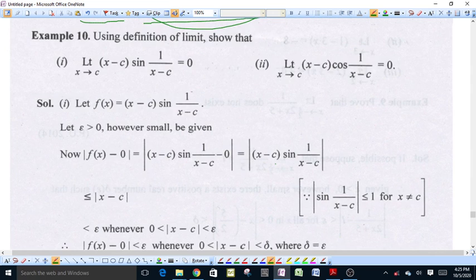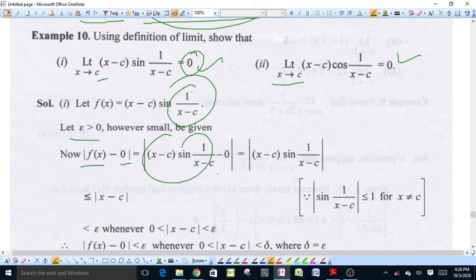Again, by using the definition of limit, we have to show that the limit of (x minus c) sine 1 by (x minus c) as x approaches c is equal to 0, and the limit of (x minus c) cos 1 by (x minus c) as x approaches c is equal to 0. Here f(x) is equal to (x minus c) sine 1 by (x minus c), and let epsilon be a positive, however small, number given, such that, because the limit of the function is equal to 0, then |f(x) minus l|, that is |f(x) minus 0|, comes out to be |x minus c| times |sine of 1 by (x minus c)|.